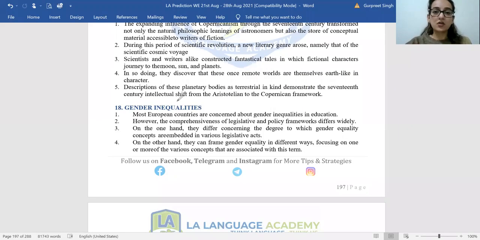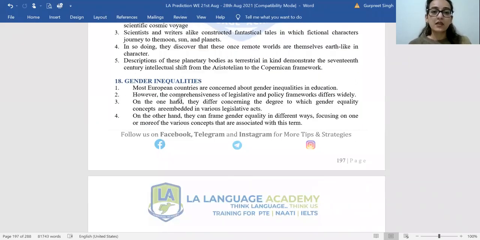Okay. 18th, gender inequalities. This says most European countries are concerned about gender inequalities in education. So we have, however, on the one hand, on the other hand, which cannot be the first sentences. The first sentence is a general sentence saying we are talking about European countries, and the topic is gender inequalities in the education sector. On the one hand, on the other hand, cannot come unless we introduce what these two things are. So that's why the second sentence, which says, however, the comprehensiveness of legislative and policy frameworks differ widely.